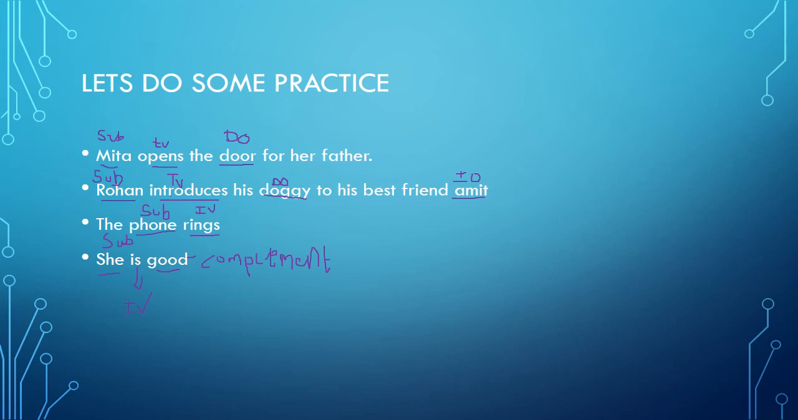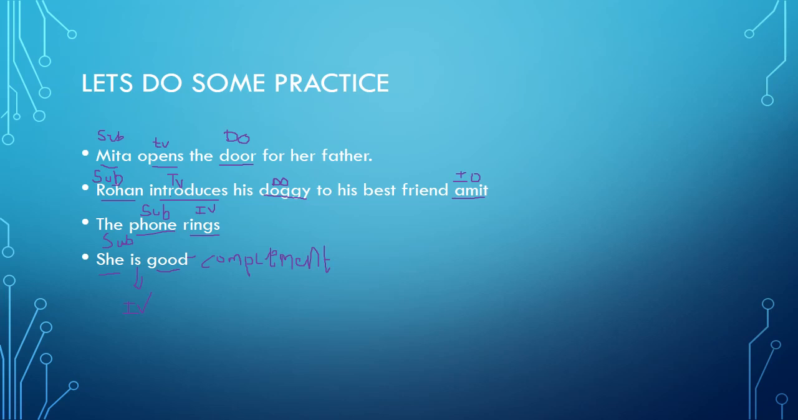Now, Rohan is a subject because we are talking about Rohan, who did something and showed something to his friend. So Rohan will be the subject. Introduces is an act, like an action going on. So it is a verb and it has an object, doggy. What is Rohan introducing? A doggy. Whenever you ask a question like this and you get an answer, it is a transitive verb. So Rohan introduces what? A doggy. So it is a transitive verb. And to whom? His best friend Amit.